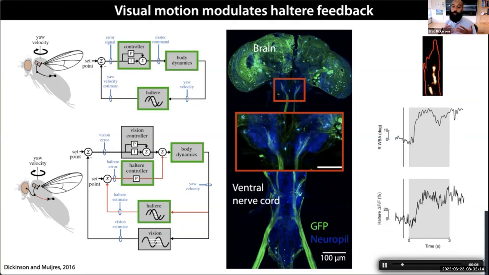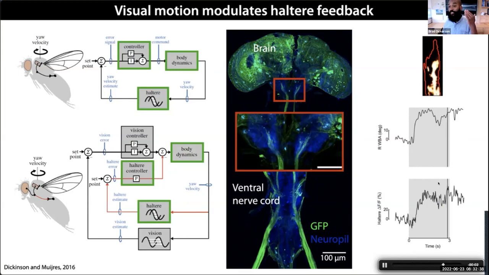Now, if the Halter were merely a gyroscope that depended on body rotation, then you shouldn't see any change in the Halter calcium activity, right? But instead we see that there is an increase in calcium activity when the stimulus comes on.